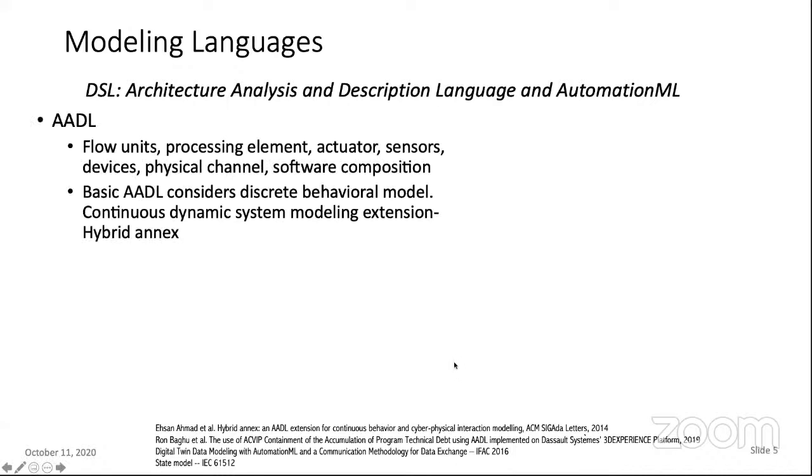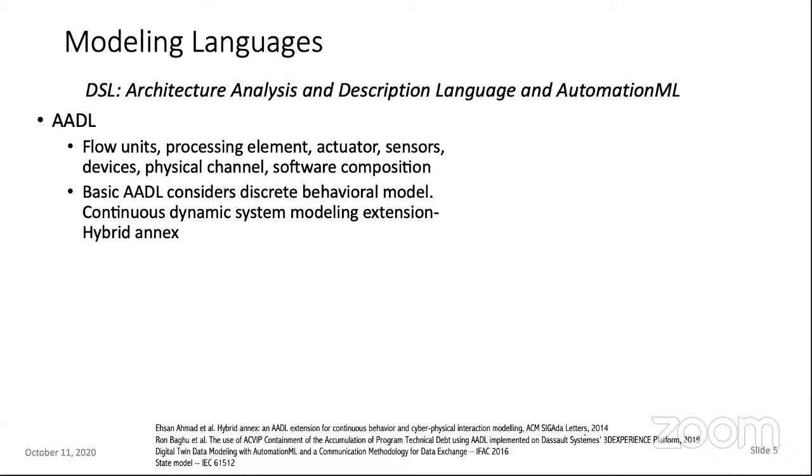So in AADL, there are very interesting features. For example, the AADL language allows concepts like flow units. One can model flow units, and one can model the processing elements. One can model things like actuators, sensors, devices, using the clause called device in AADL. There could be a notion of physical channel, which could be modeled by a bus of AADL. There could be software composition. So AADL actually has quite rich modeling features using which you can build a reasonably complex digital twin.